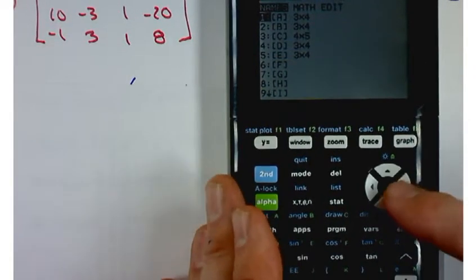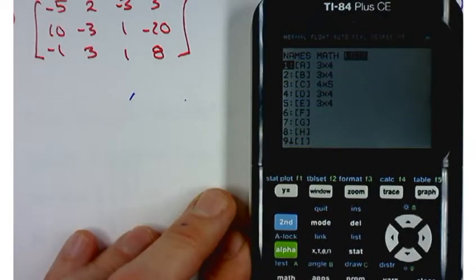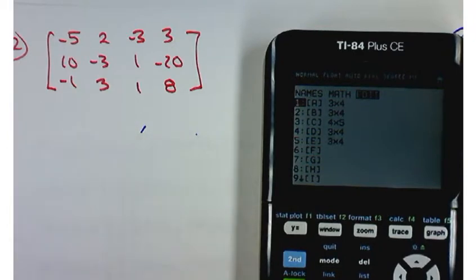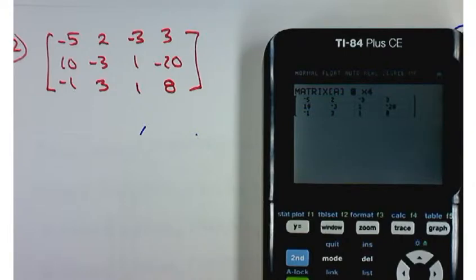Cursor to the right twice or to the left once to get to the edit menu. So something like this. Press enter there. Now you're going to need to type in a 3x4 matrix. I've already got this entered, but you want to type in these entries.